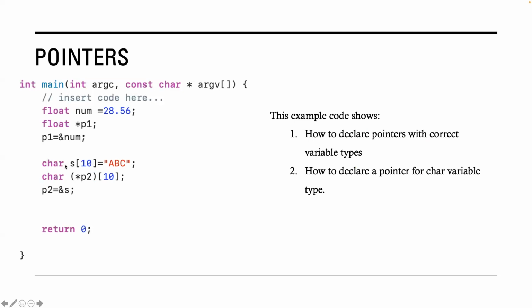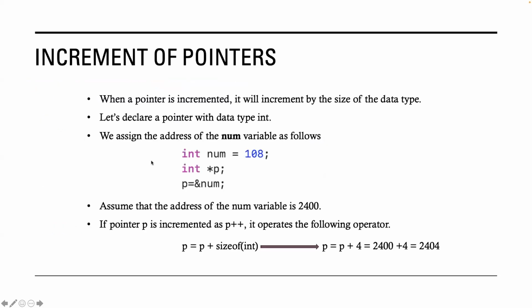Okay, to correct it, I have to declare this pointer as a char variable, and also I have to create an array. So we are declaring it in this way. Here you can see I made both pointer and the variable float type variables and pointers. Okay.